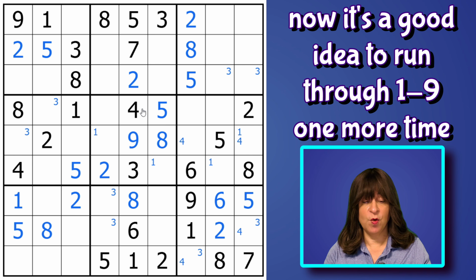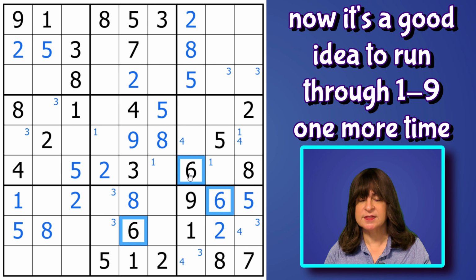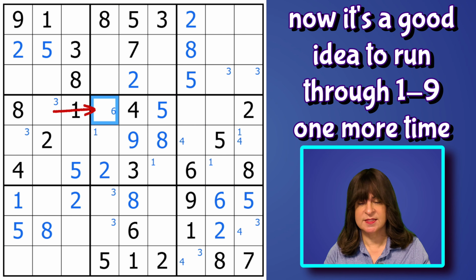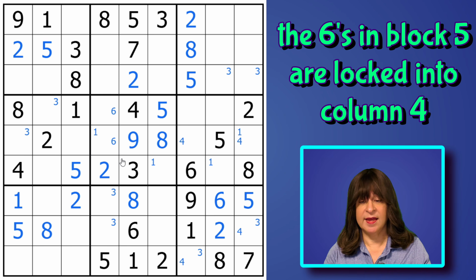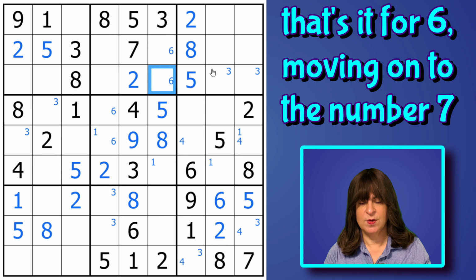What about the number 4? That's it. That's all I can do with the number 4. 5. We have all the 5s. 6. I can pencil in 6 here and a 6 here. And now those 6s are locked into column 4, so I can pencil in 6s here and here. Okay, I think that's it for the number 6.